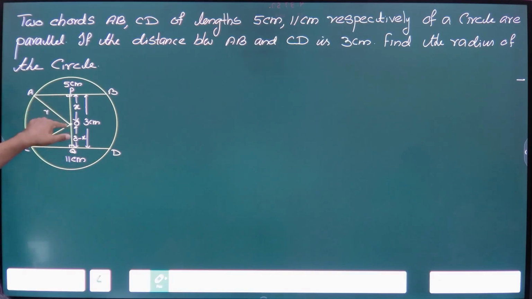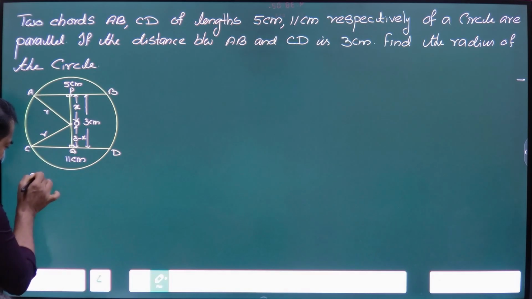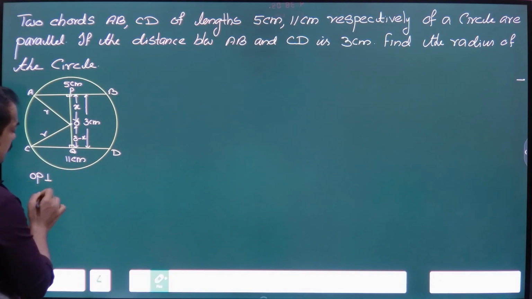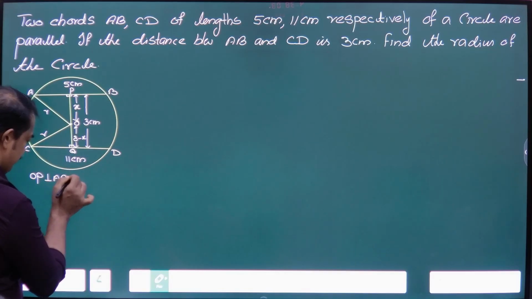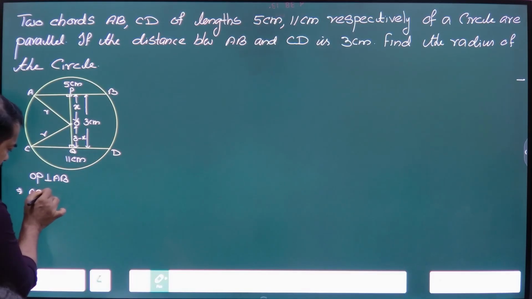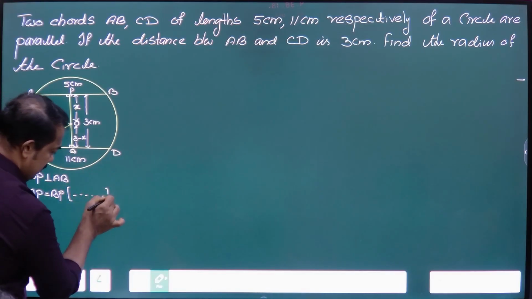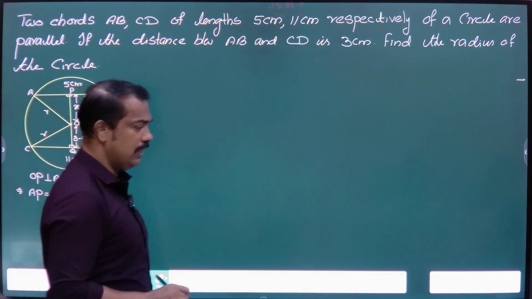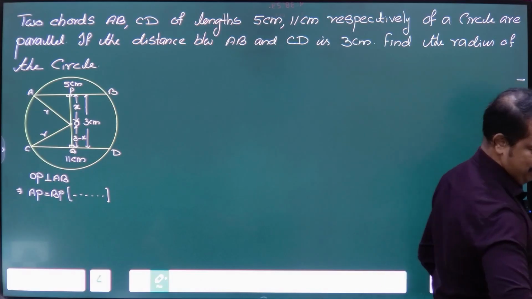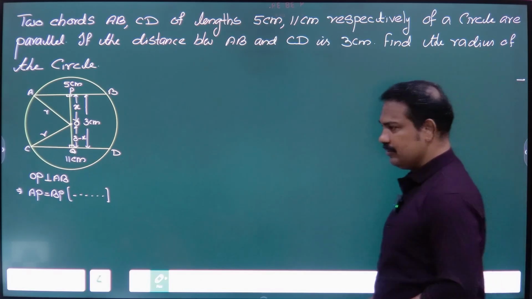Write first: OP perpendicular to AB implies AP equal to BP. Write the theorem in bracket: perpendicular from the center to the chord bisects the chord.